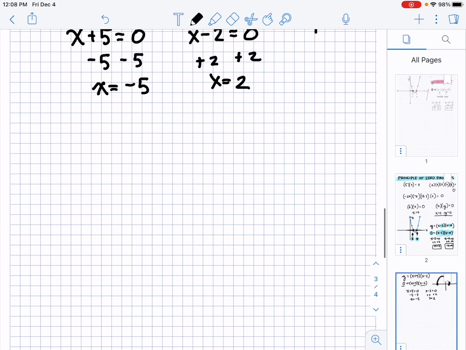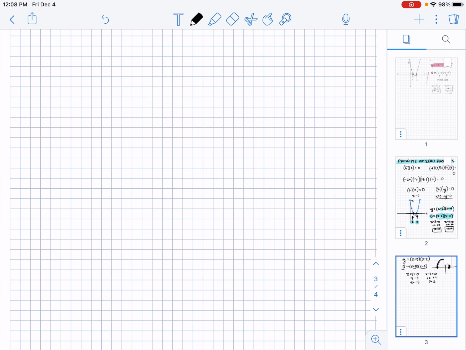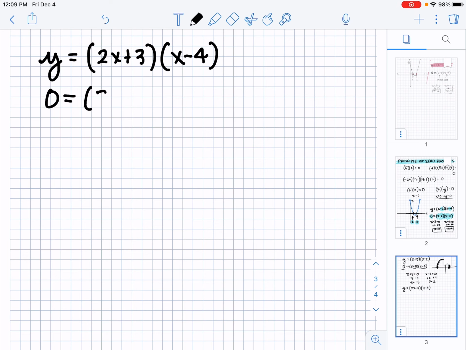Okay, let's see here. Let's try another problem. Let's say we have something like this. Y equals (2x plus 3) times (x minus 4). Could you tell me the x-intercepts of this parabola? Could you solve this equation? Sure you could. You would tell me, no problem.